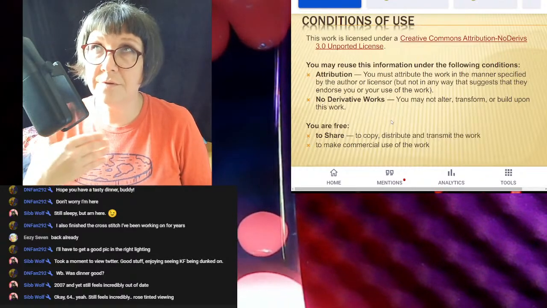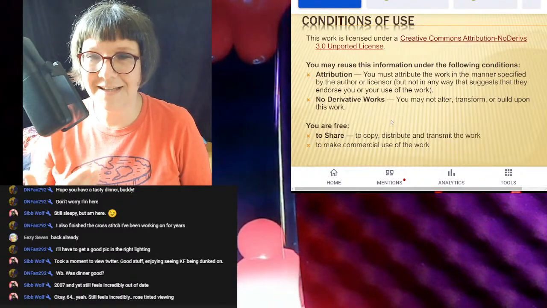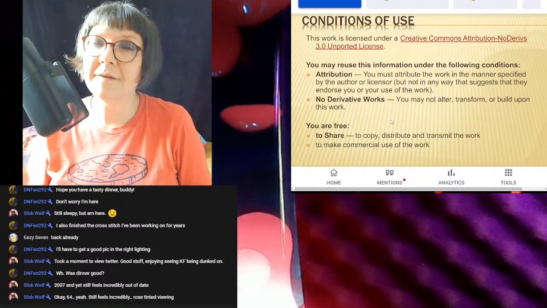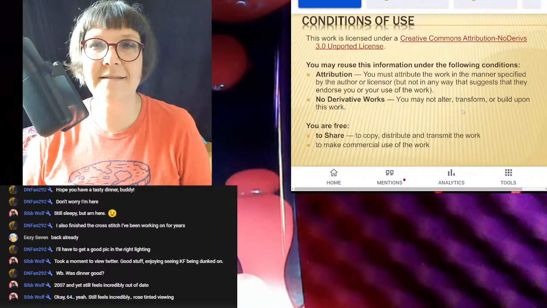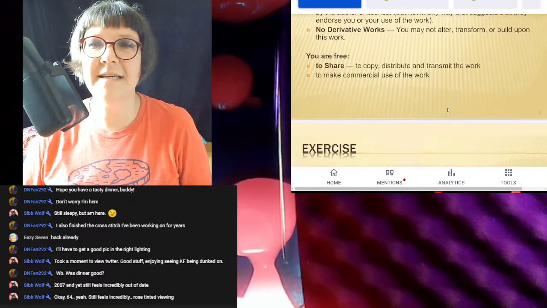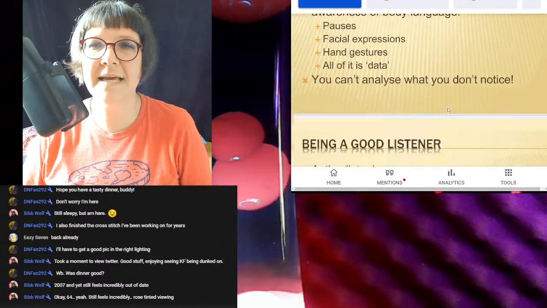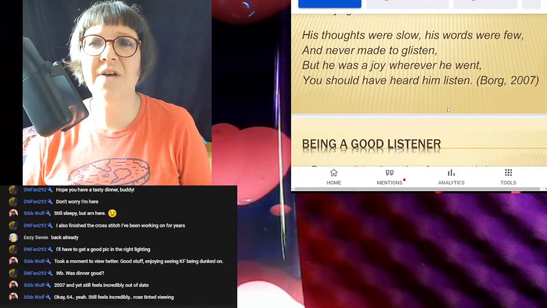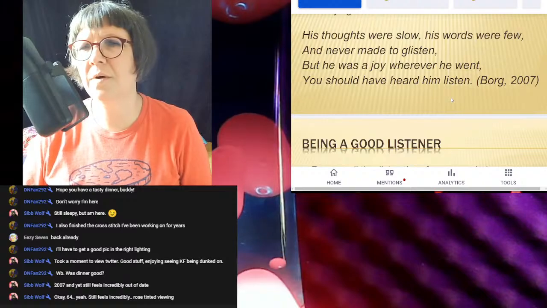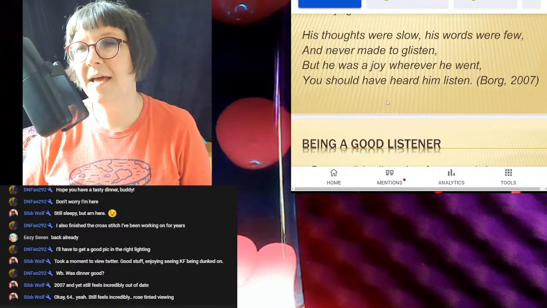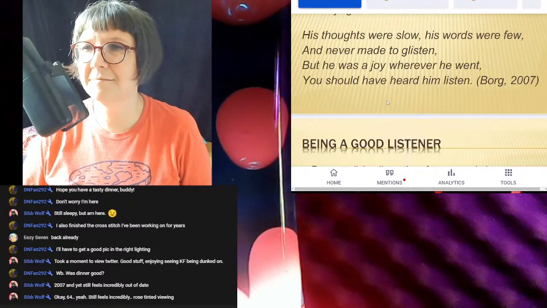In order to do good qualitative research, you have to be a good listener. And being a good listener is a skill. And next time we're going to look at the art of listening. There's a little poem. I'm going to say it next time too. His thoughts were slow, his words were few, and never made to glisten. But he was a joy wherever he went. You should have heard him listen.